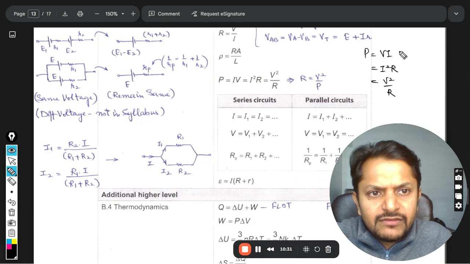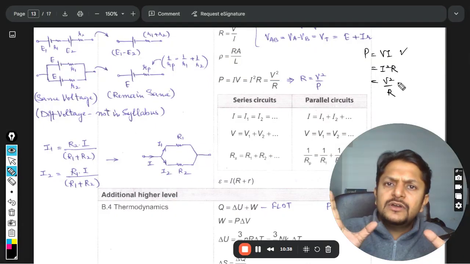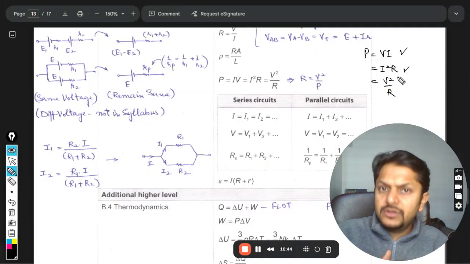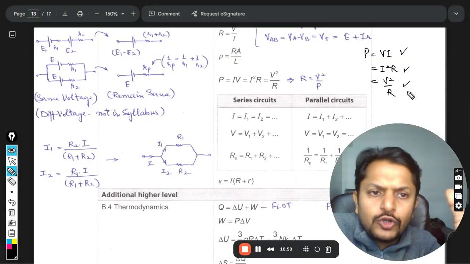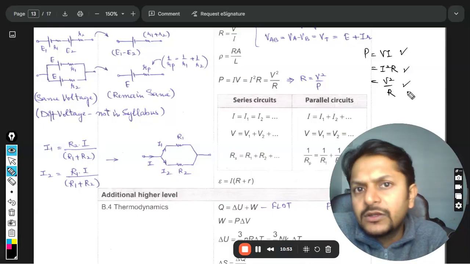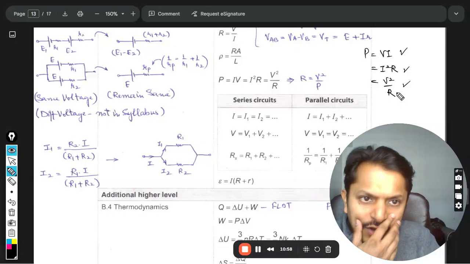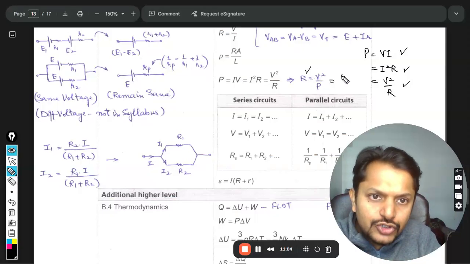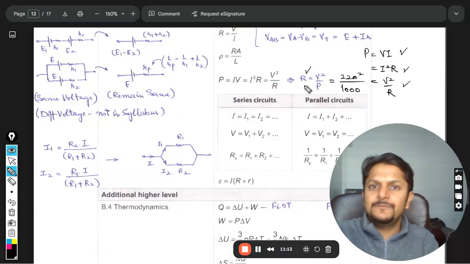So P equal to VI is usually used when you want to find the total power used in the circuit. I square R is used for the losses in the power, and V square by R is usually used when the rating is given, like a device working on 220 volts and rated 1 kilowatt. From there, you usually find the resistance of the device: 220 volts and power 1 kilowatt will give the resistance of that machine.